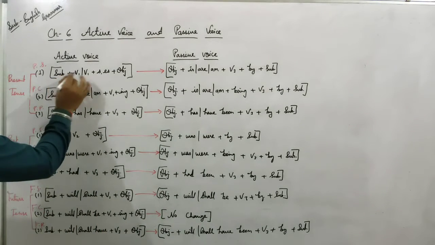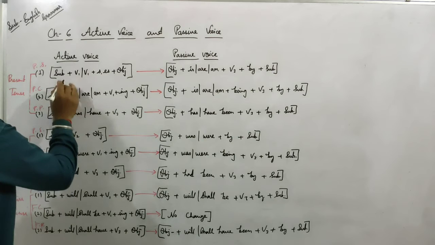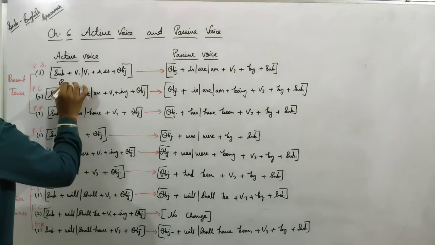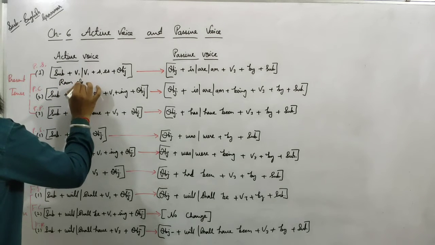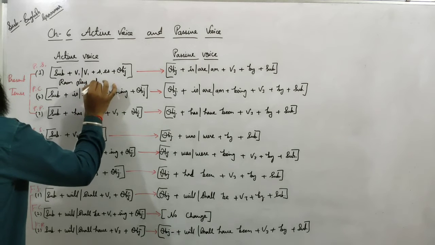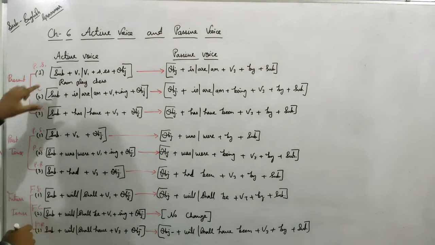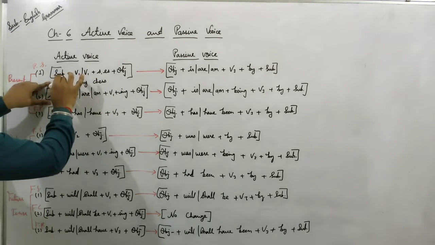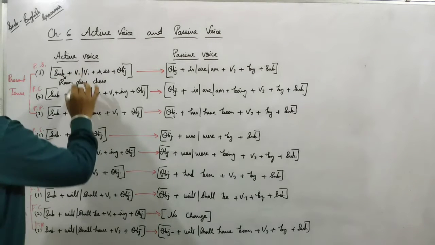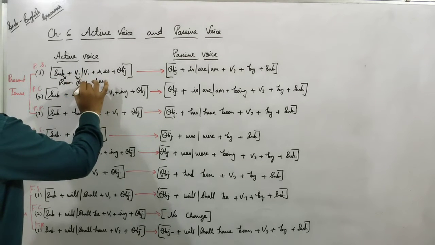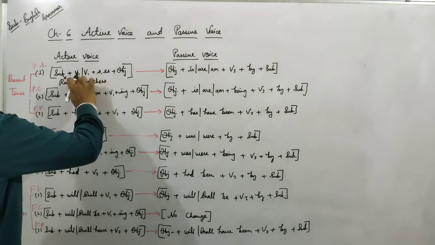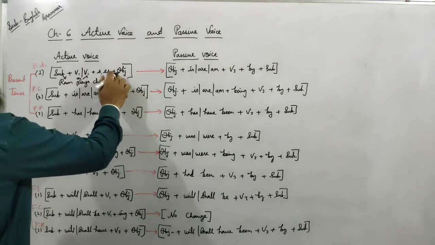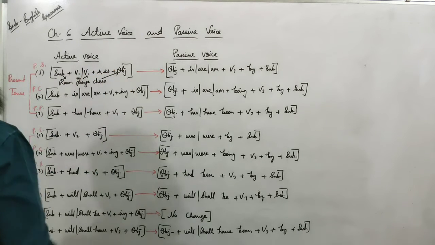I write here like subject plus verb first form. One example I will write here like Ram plays chess. Dear student, in this one Ram is subject, verb first form plus s or es, this one formation is here. After that object is also here.